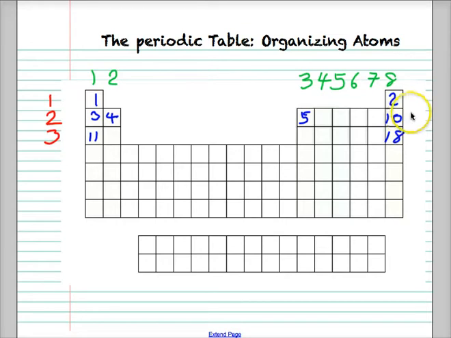We can go a step further and say that this column of elements that I've just highlighted in yellow would have each orbital full of electrons. 1 orbital, 2 orbitals, 3 orbitals. This element here, element 18, would have 18 protons. If it's uncharged, it's going to have 18 electrons: 2 in the first orbital, 8 in the next orbital, so 2 plus 8 is 10, and 8 in the next orbital. 2 plus 8 plus 8 is 18.